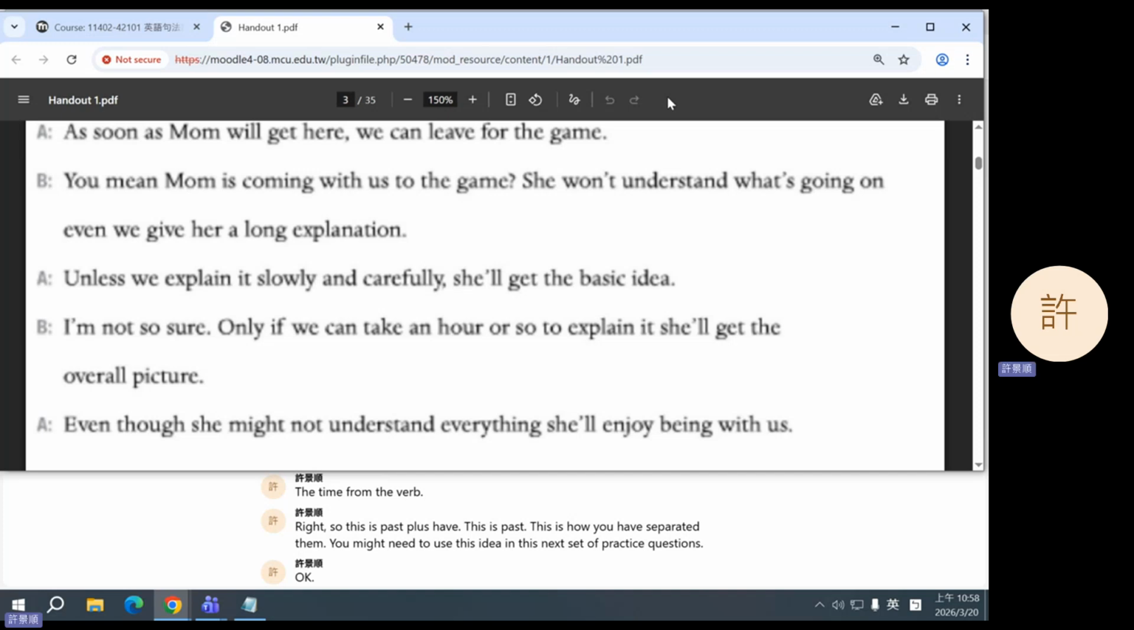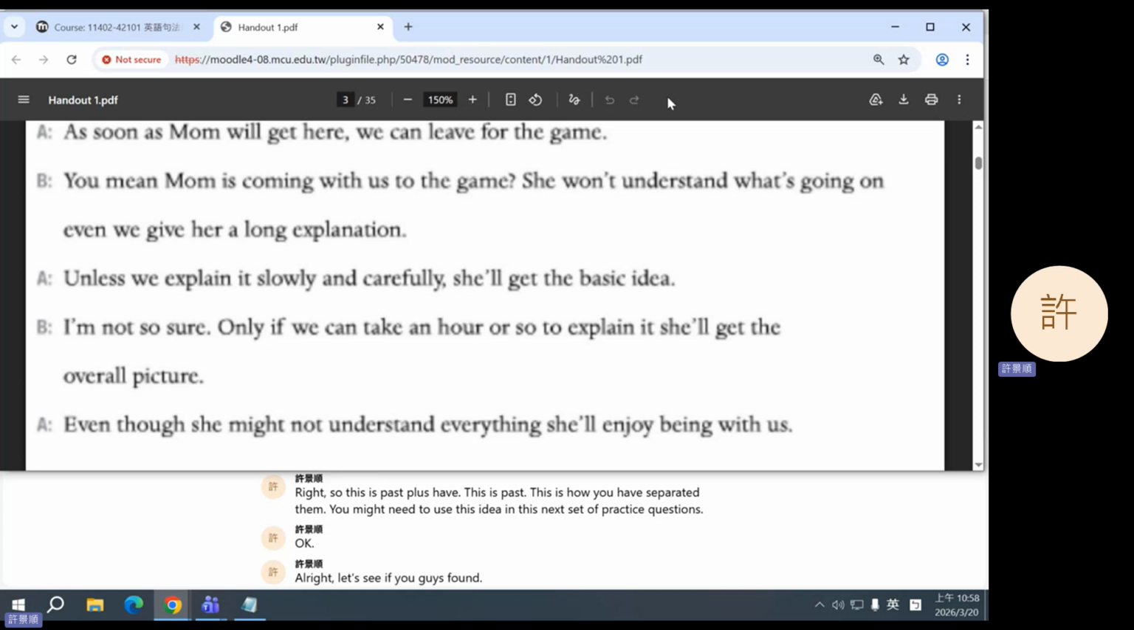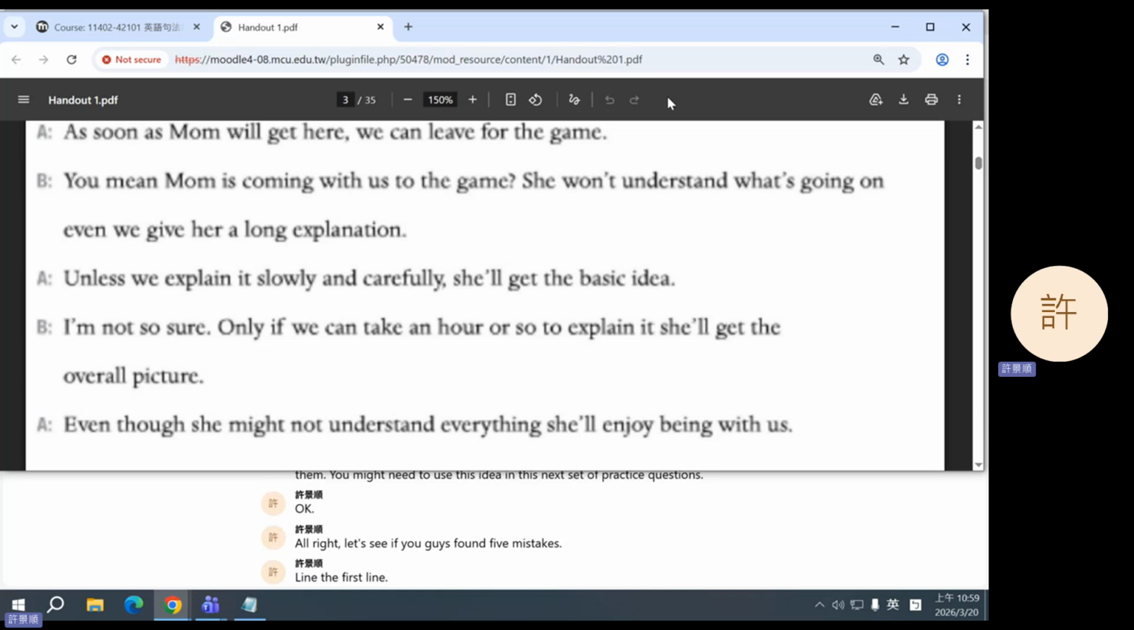All right, let's see if you guys found 5 mistakes. The first line with A. So as soon as mom will gets here, no will. Okay, so as soon as mom gets here. Good. So delete the will and add an S to get. So as soon as mom gets here.